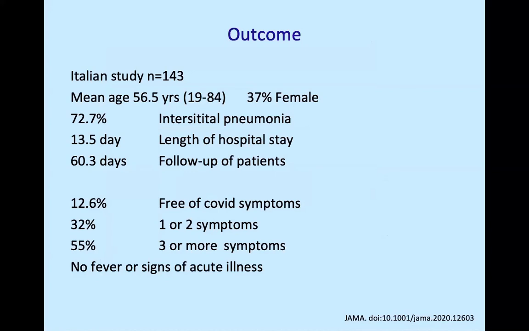So finally, I'm going to talk about the one, it's a letter in JAMA that talks about follow-up of patients. So in their group, 143 patients, mean age 56 years, 37% were female, again, the same as most of the study groups. 70% had an interstitial pneumonia of some variety whilst they were in hospital. A 13.5 day length of hospital stay, they followed the patients up for 60 odd days. And at 60 days, 12.6% were free of COVID symptoms. 32% 1 or 2 symptoms, and over half had 3 or more symptoms.